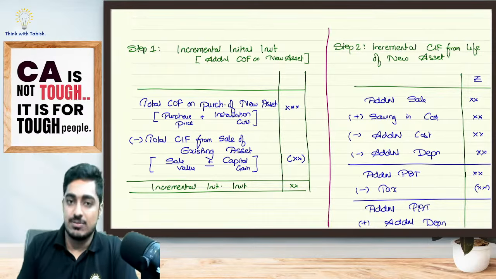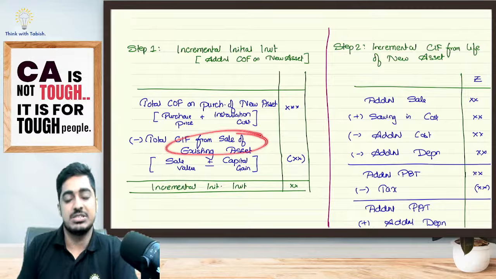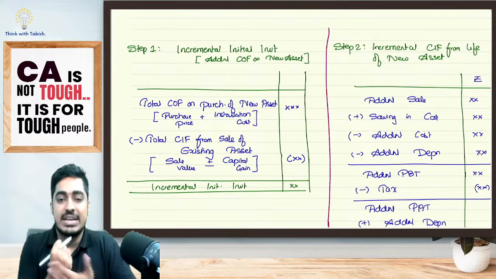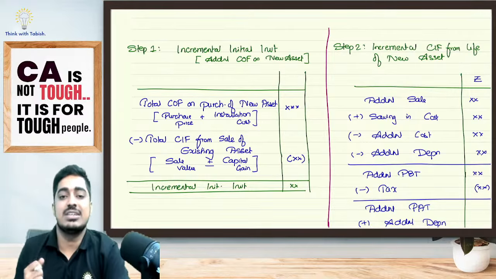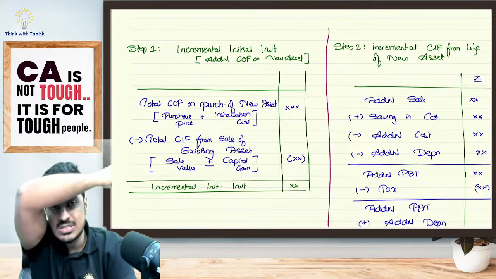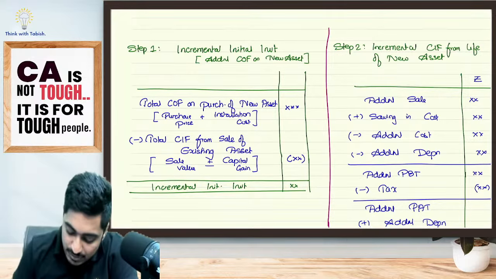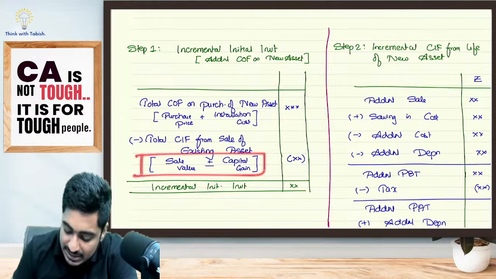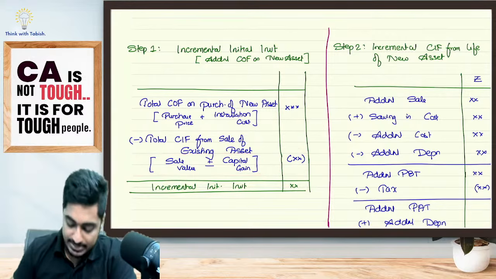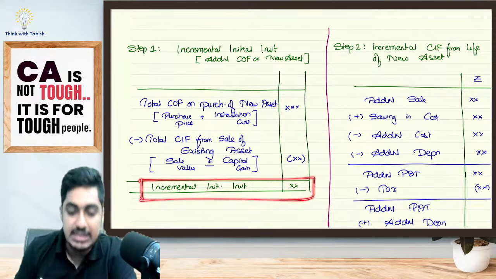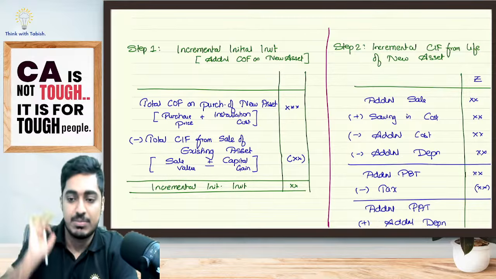What is my total cash inflow? How much will I get by selling the existing machine? The sale value I will get, but in that, capital gain has to be adjusted. Yes or no, everyone? Terminal value, yes. The concept we have discussed in NPV. So from my sale value plus or minus capital gain I will get cash in. That will give me my incremental initial investment. Is this clear? Step number 1.